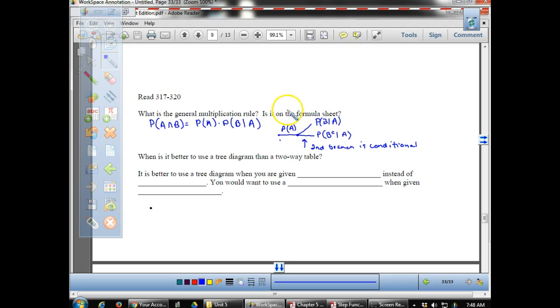Okay, is this on the formula sheet? No, not really. I'm going to show you how you're going to remember this though. There is something on the formula sheet that looks like this. The probability of A given B equals the probability of A and B divided by the probability of B. This is actually our conditional probability formula.